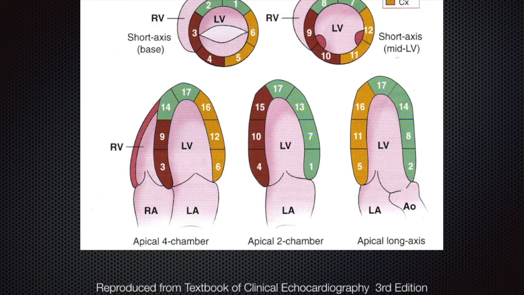If the circumflex is occluded, this is something you would see in the lateral and posterior walls, which you can see on the short axis views, and also the lateral wall and posterior wall seen on the apical 3-chamber and apical 4-chamber.